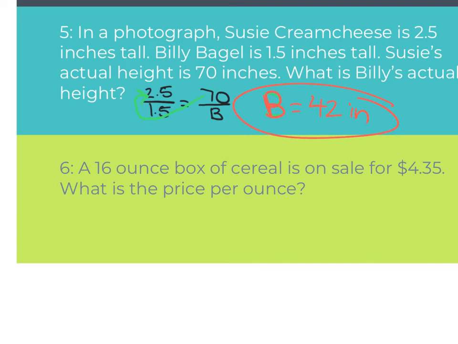Anyways, a 16-ounce box of cereal is on sale for $4.35. We want the price per ounce. So I want my second ratio to be per 1 ounce, which means I need my 16 ounces to be in my first ratio. So I have $4.35. And I want to know how much am I paying for each single ounce of cereal.